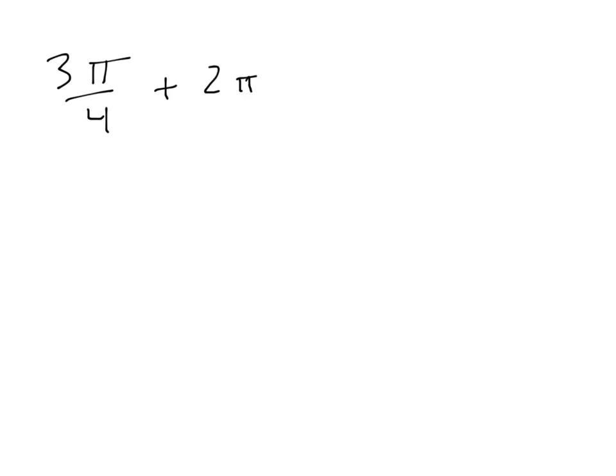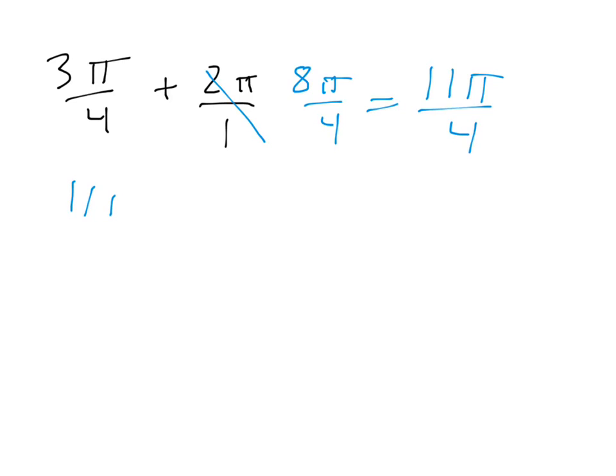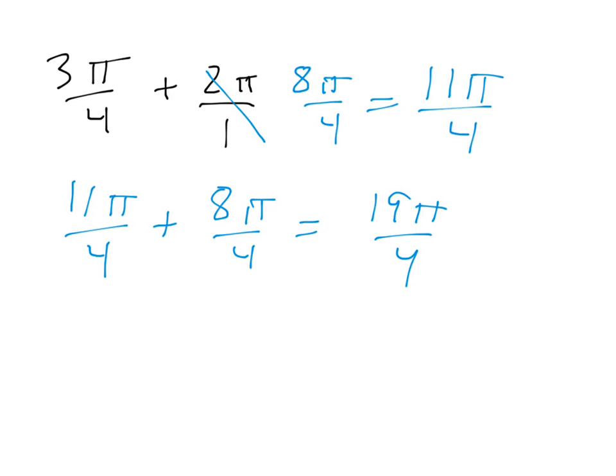All right, so when we add 2 pi to 3 pi over 4, we're just adding fractions, so we need a common denominator. Instead of 2 pi over 1, I'm going to get a common denominator of 4, so multiply the top and bottom by 4. I'm going to get 8 pi over 4, so that's 11 pi over 4, so that would be one positive coterminal angle. If I take 11 pi over 4 and add 2 pi again, that's just 8 pi over 4 with a common denominator. I'm going to have 19 pi over 4.